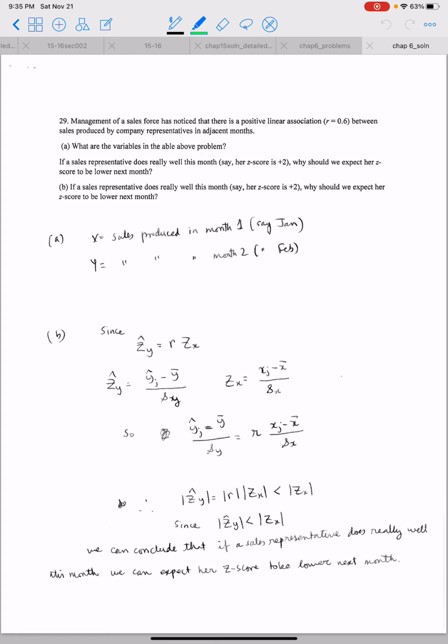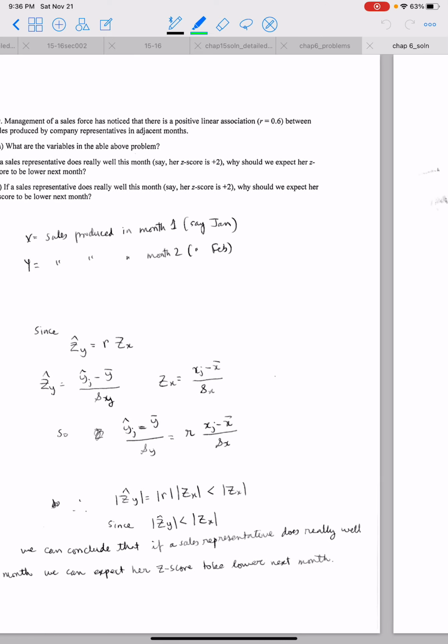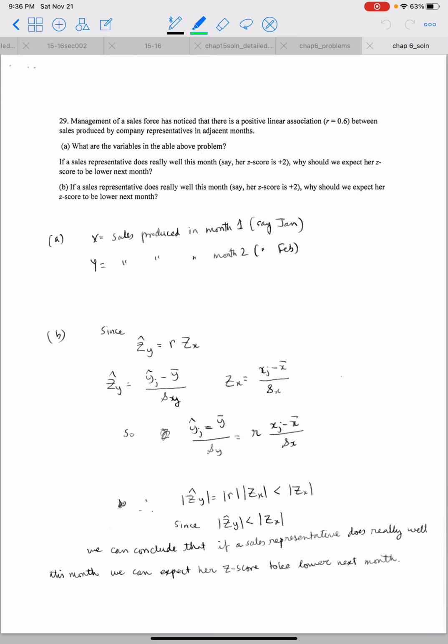Management of a sales force has noticed that there is a positive linear association between sales produced by company representatives in adjacent months. What are the variables? There are two variables: X, which is the sales produced in month 1, and Y, the sales produced in month 2. If the sales representative does well this month, say her Z-score is plus 2, why should you expect her Z-score to be lower next month?